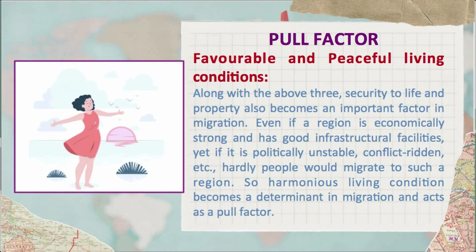Even if a region is economically strong and has good infrastructural facilities, yet if it is politically unstable and conflict-ridden, people would hardly migrate to such places. So, places where there is harmonious living condition, political stability, no war and no situations of conflict become a determining factor in migration, and these are the factors which attract people to particular regions.